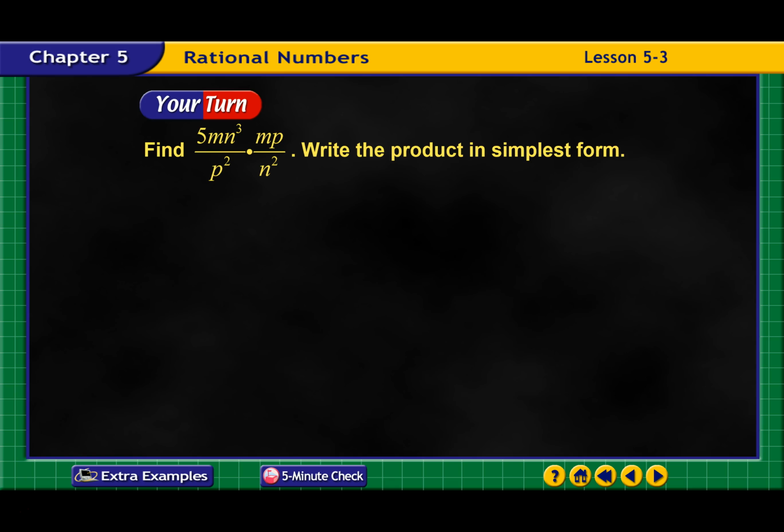All right, you try. All right, so 5M and then NN, a big multiplication symbol there, over PP. This side's going to have M and P, so I can cross out one of each of these, and then N times N, so I can take N out. 5M, so 5M squared over P. That's all I got.